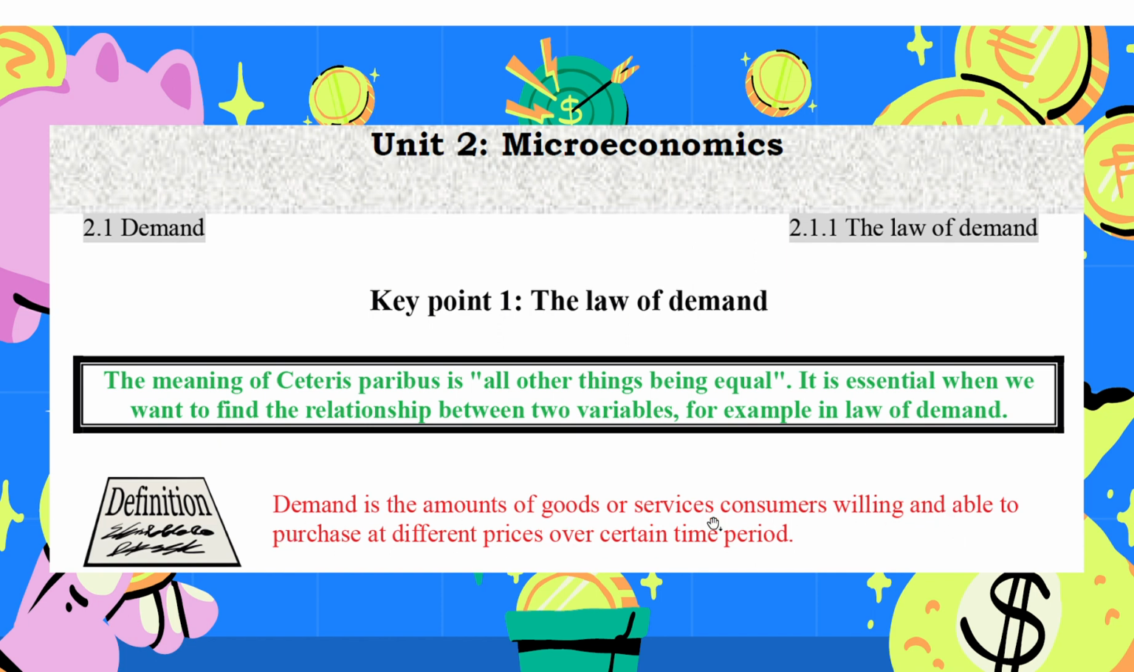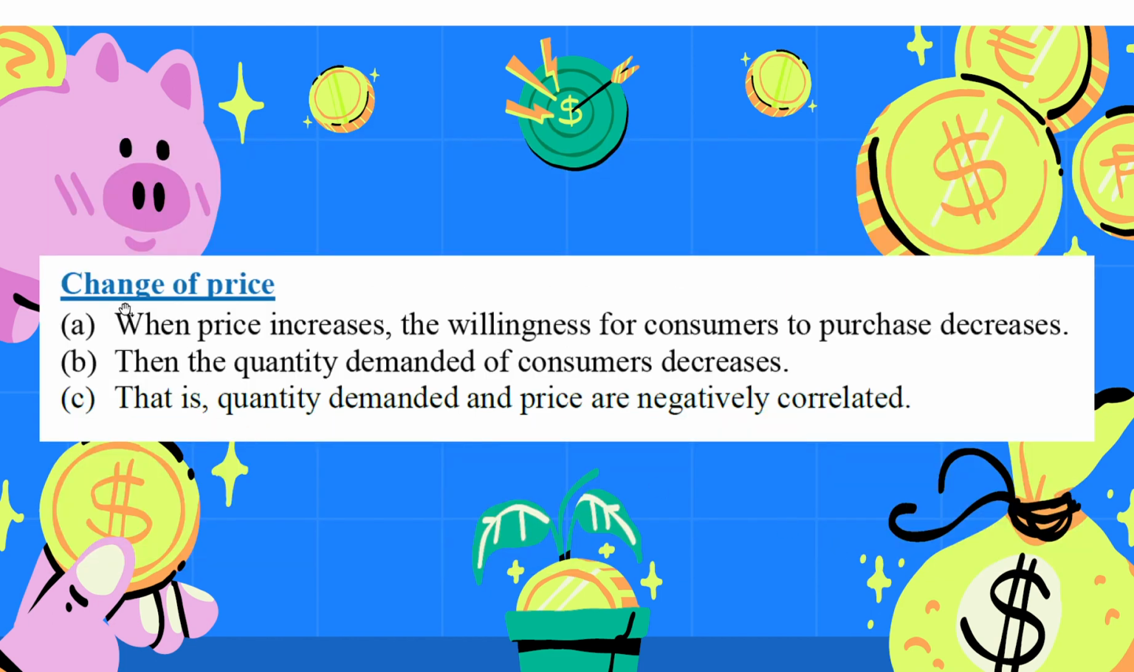So demand is the amount of goods and services the consumer is willing and able to purchase at different prices over a certain time period. Over a certain time period is important too, because if one day you eat something, then in 2 days you eat double the food, and in 3 days triple the food. So it should be over a certain time period. And then the change of price.